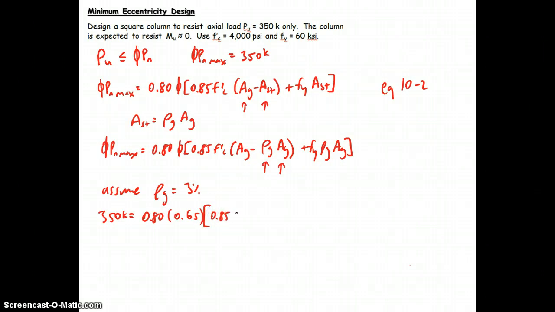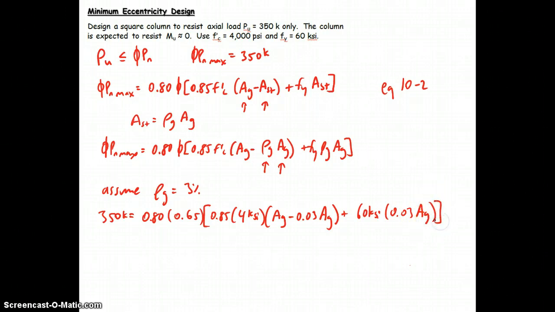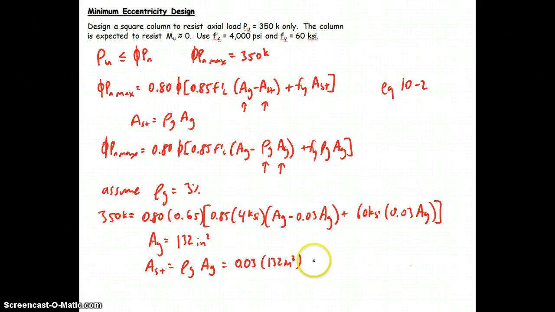Multiply that by 0.85 times F prime C in KSI times area gross minus 3% of area gross plus 60 KSI, the yield strength of steel, times 0.03 of the area gross. And we can solve for our single unknown finally, which is area gross, and we get area gross is equal to 132 inches squared. We also know rho gross, so we can solve for area steel. Area steel is equal to rho gross times area gross equals 0.03 times 132 square inches, which equals 3.96 inches squared.